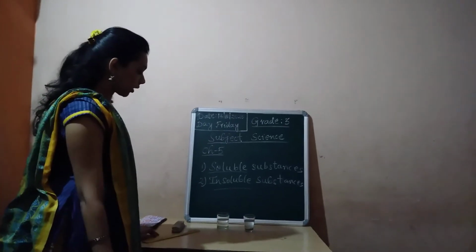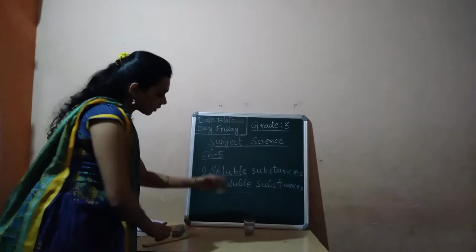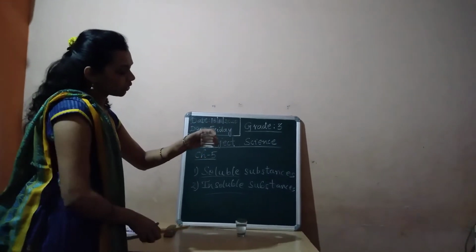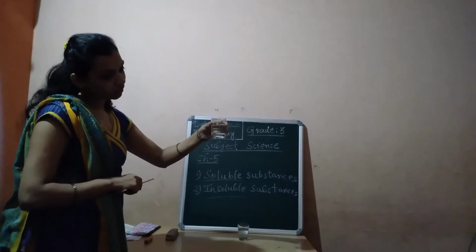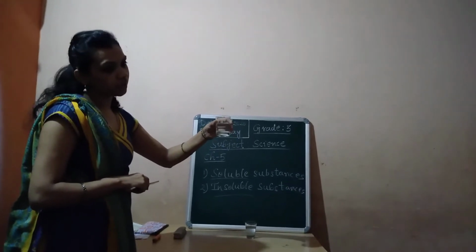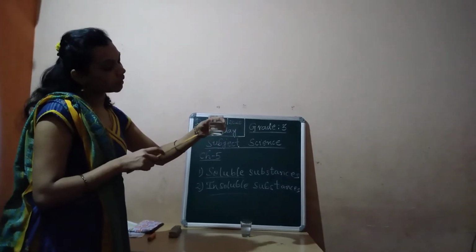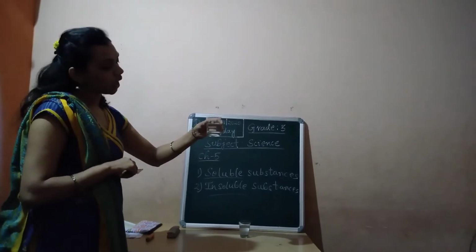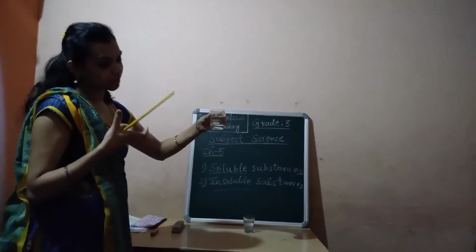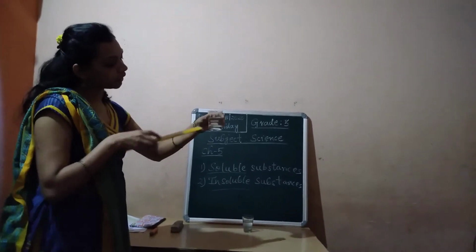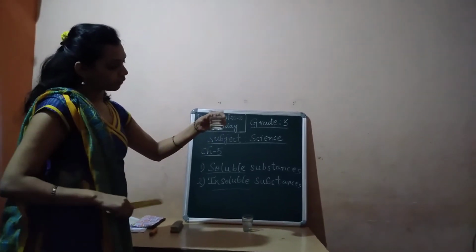A soluble substance is nothing but, children, see this glass where I have mixed the sugar. The color remains the same and the sugar is completely dissolved, mixed with the liquid. The solid is completely mixed with the liquid. Why? Because the molecules present have dissolved. The molecules present in the solid have completely dissolved in the liquid mixture.